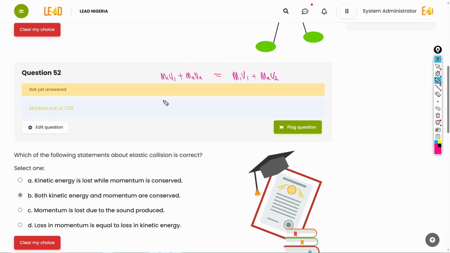And you can also use half m1u1 squared plus half m2u2 squared is equal to half m1v1 squared plus half m2v2 squared. So again, total kinetic energy after is equal to the total kinetic energy initial, and total momentum after is total momentum initial. So you can use both formulas for elastic collision. So that's option B.